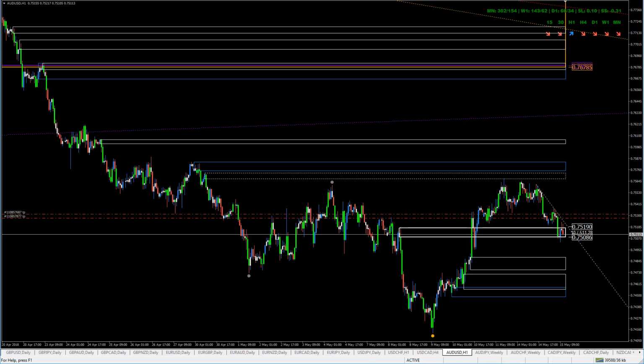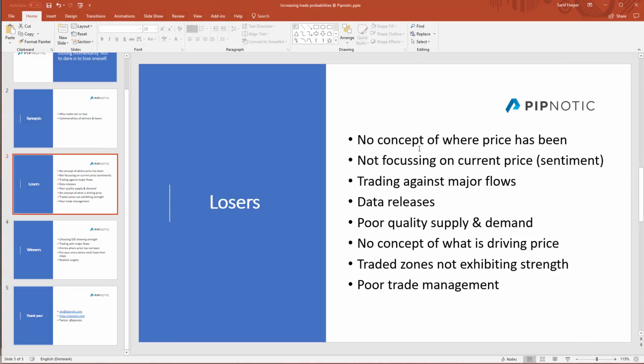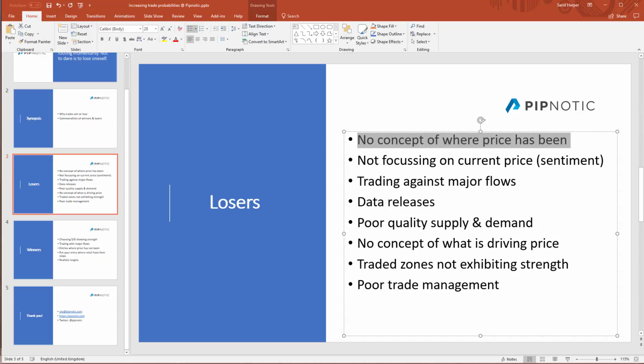which also refers to, where's my mouse? I'm on two screens. Okay, so where has price been? Not focusing on current price, and so on. What I'm doing now is looking at where price has not been. I'm looking for an area where price has not been. And of course this here as well.